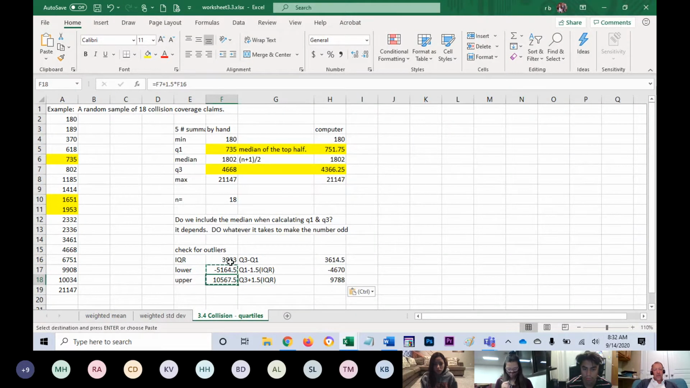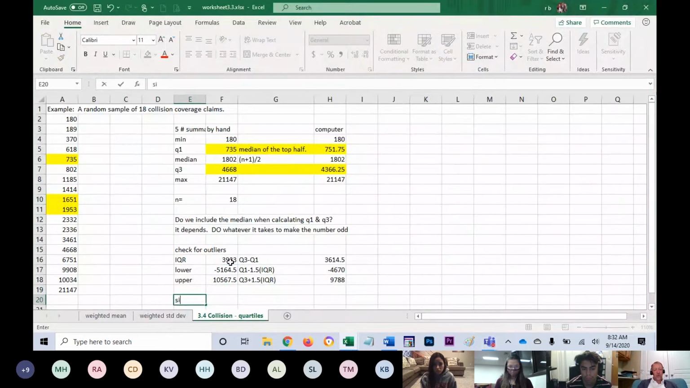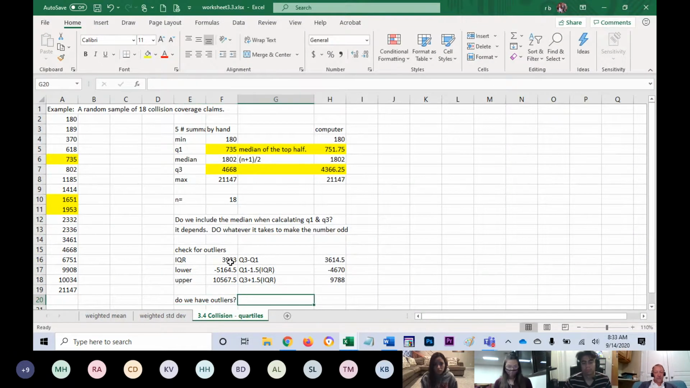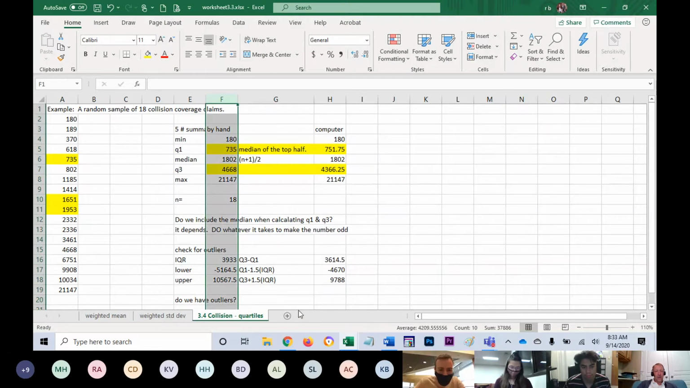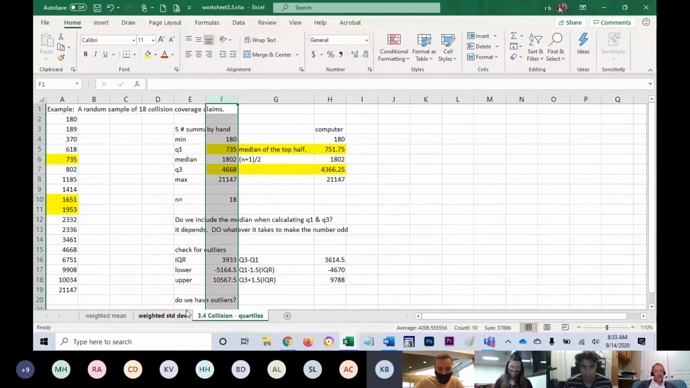Okay. Now, the question is, since we just did Keaton, Zach, do we have outliers? And if so, what are they? Looking on this column, it does not look like we have any outliers because they'd have to be greater than negative 4670. Oh, actually, yes, we do. We've got the 9908, the 10,034, and the 21,147.